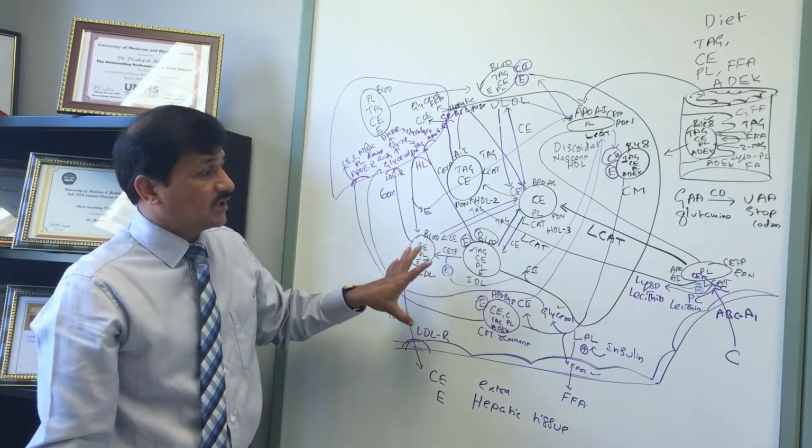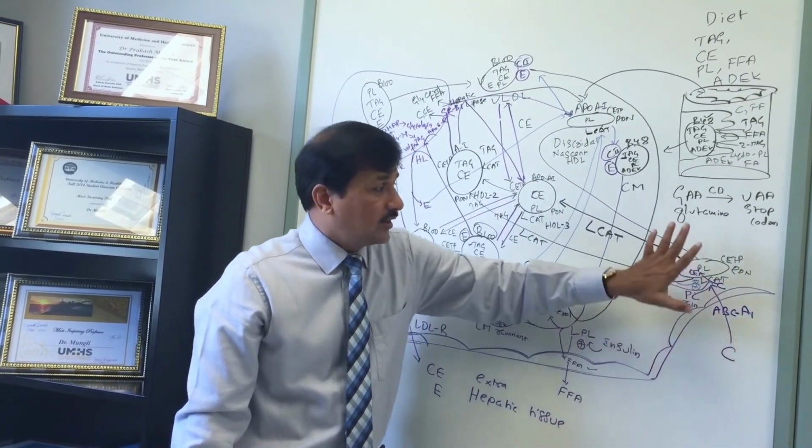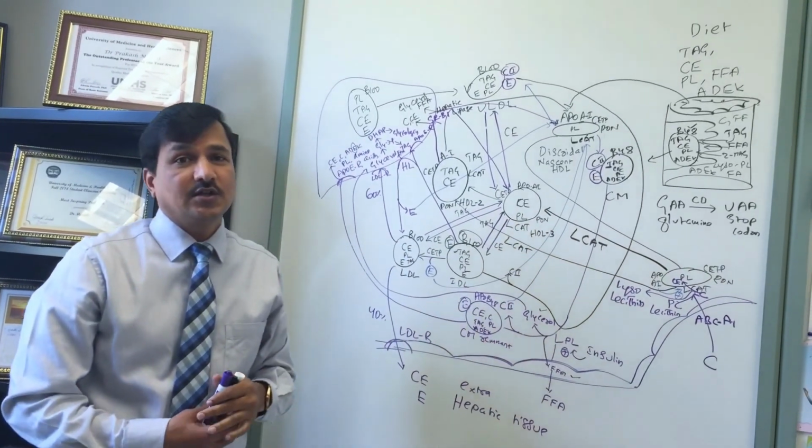With this, basically HDL is not allowing cholesterol to accumulate in the peripheral tissue, and that helps in the prevention of atherosclerosis.